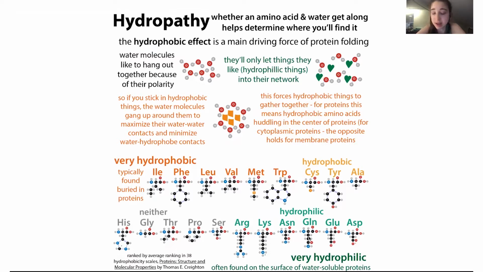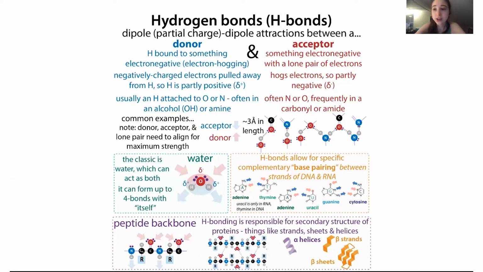And so basically it really likes hanging out with water. So you often find it on the surface of proteins. And the reason why it really likes hanging out with water is because it can form these things called hydrogen bonds. Hydrogen bonds are just a special name that we give to a partial charge attraction when it happens to be between a hydrogen attached to an electronegative atom and an electronegative atom with a lone pair of electrons.